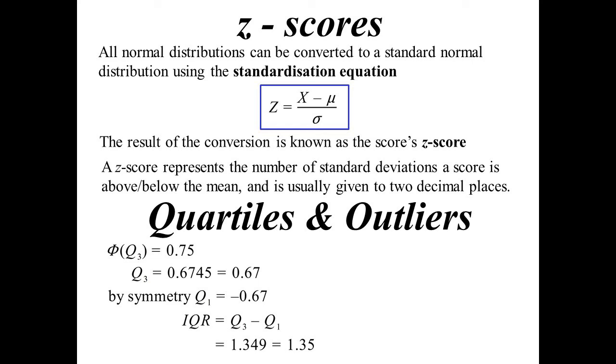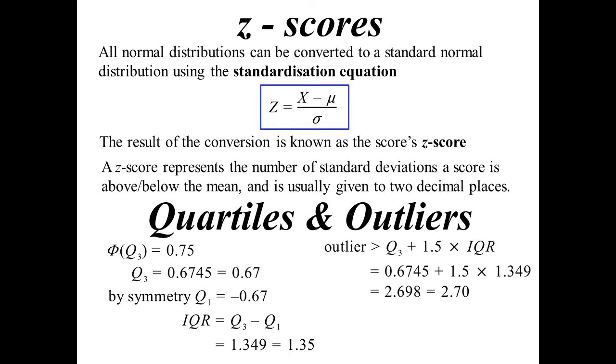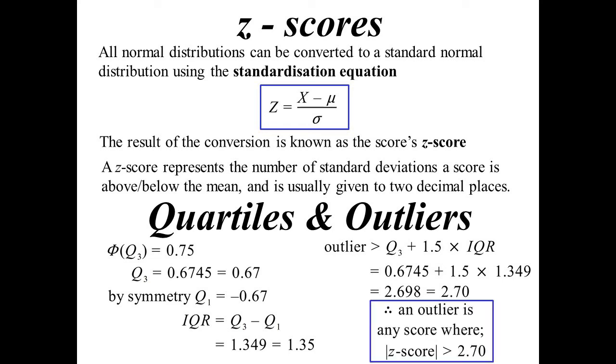So by symmetry then, Q1 must be negative 0.67, which tells me the interquartile range of any normal distribution is going to be 1.35. An outlier, we said an outlier is going to be greater than Q3 plus 1.5 interquartile ranges. And so if I sub those numbers in, we get 2.7. So anything further than 2.7 deviations from the mean, we would consider that to be an outlier.